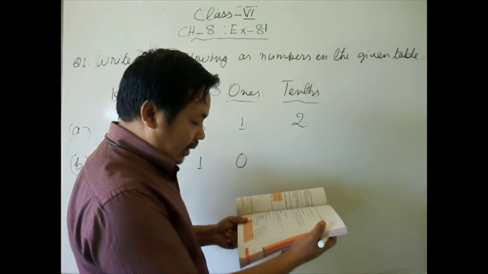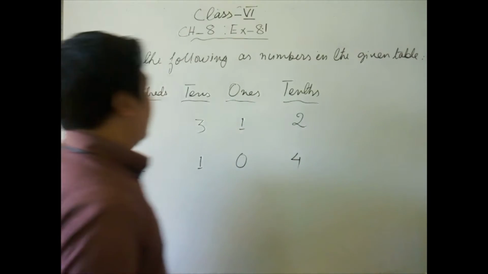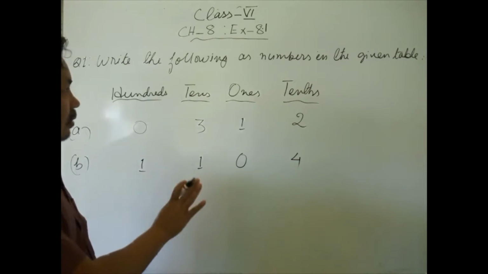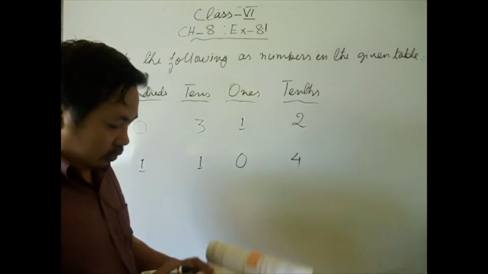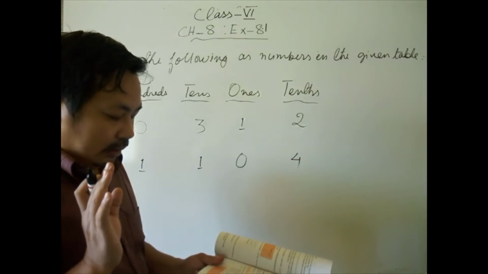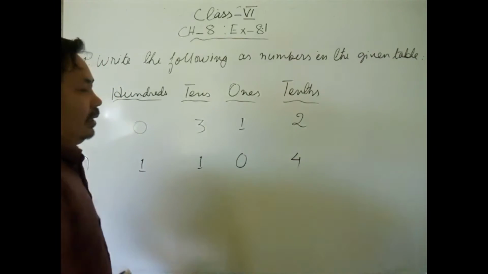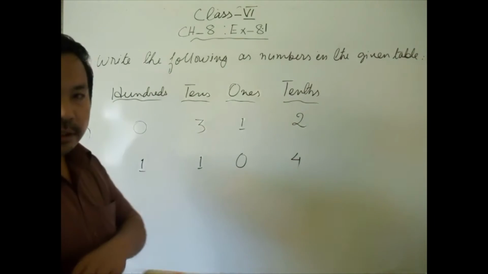Then next, again in diagram B, we have tenths here. How many tenths are there? 4 tenths. So 4. Like this, we have to give the numbers in the tables. So this is the answer of question number 1. This table is already given in your book, so you can see it and make tables of your own to write this down. So this is question number 1, and let's go to question number 2.